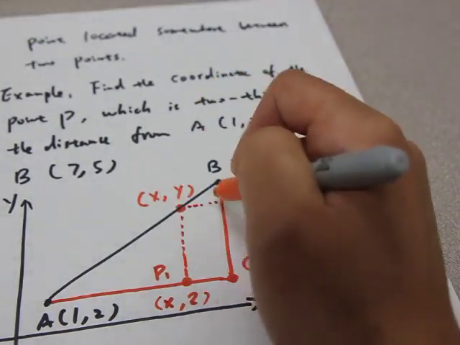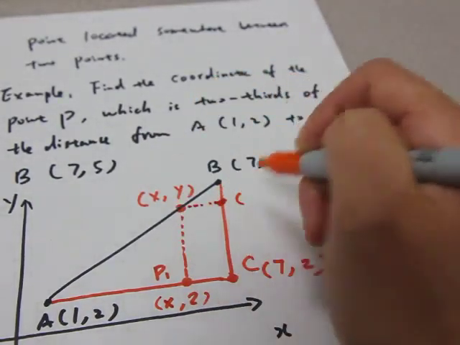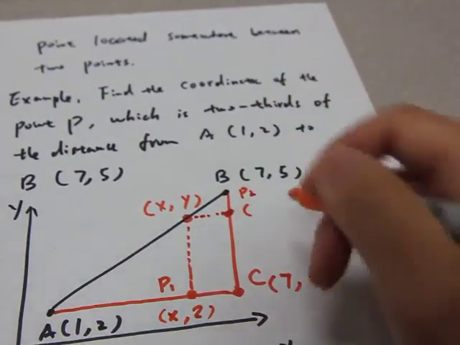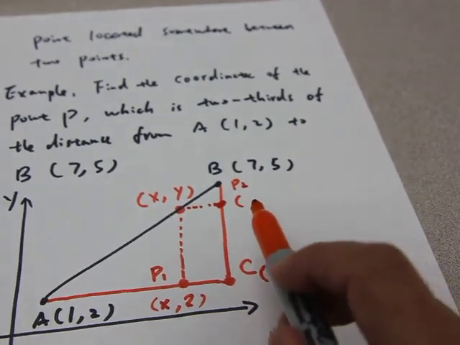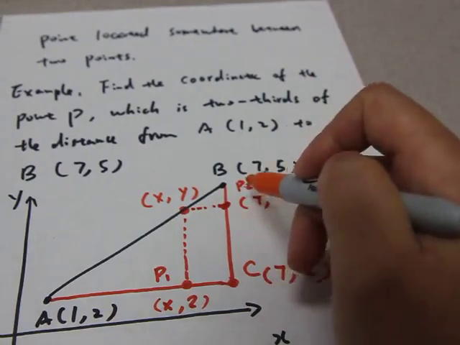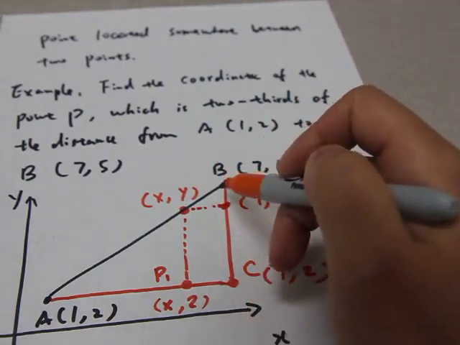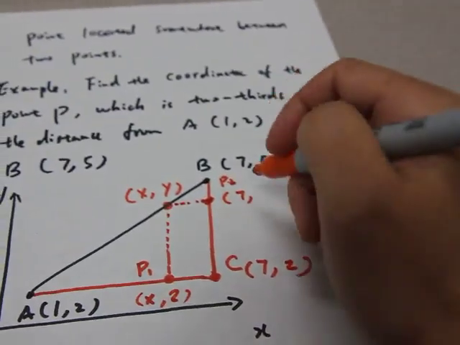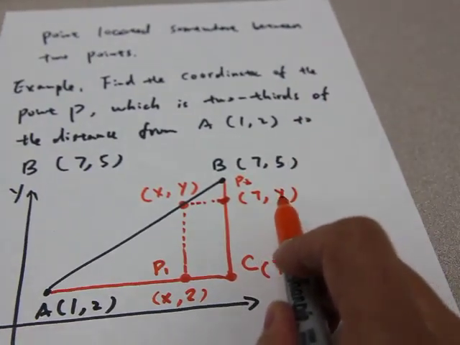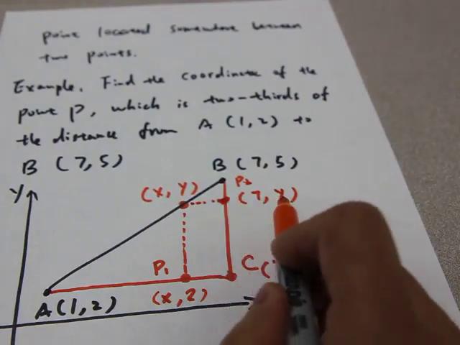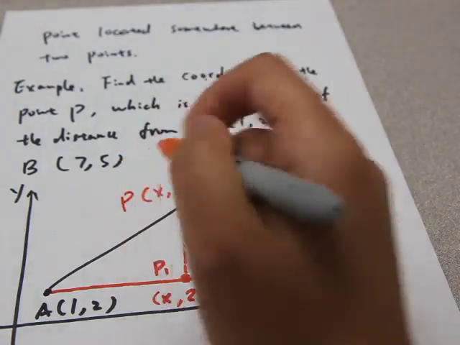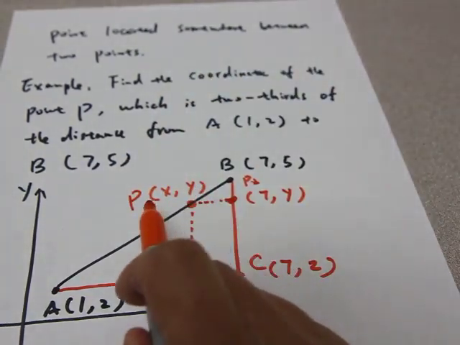And next to the point P, we have another point. Let's call this point P2. Now we can know what is the x coordinate of this point P2. It's 7 because P2 and P and C, they are on the same vertical line, but we don't know what is the y coordinate. Let's call it y, and the y coordinate of point P2 is the same as the y coordinate of the point P.